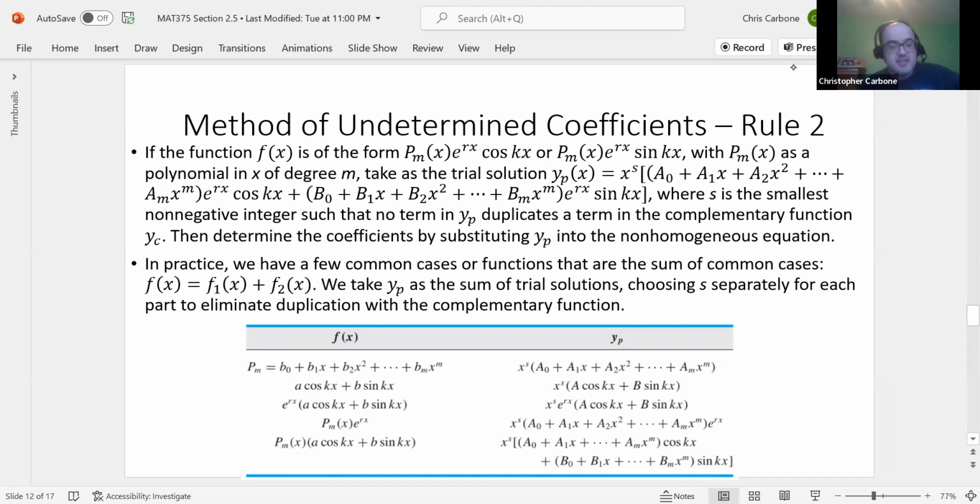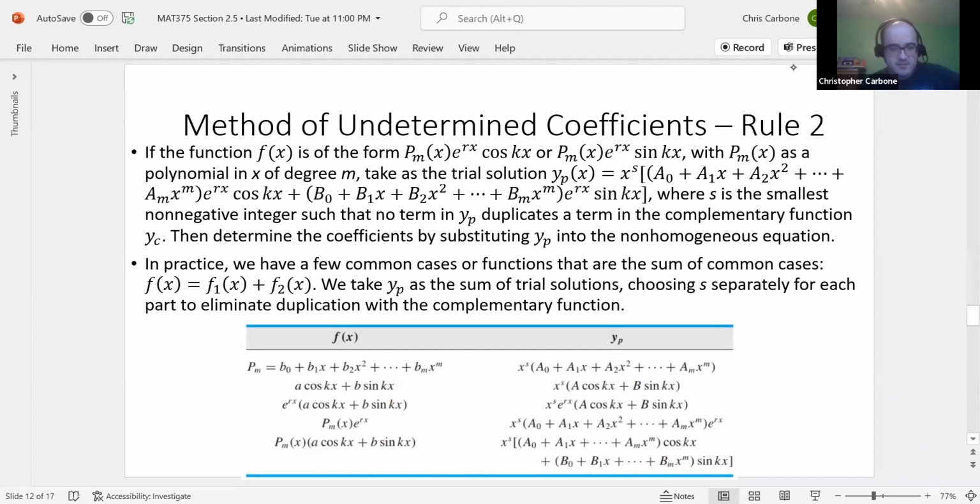If the function is e to the rx times a times the cosine of kx plus b times the sine of kx, the particular solution would include x to the s times e to the rx times a times the cosine of kx plus b times the sine of kx. If the function includes p sub m of x times e to the rx, the particular solution would include x to the s times a sub 0 plus a sub 1 times x plus a sub 2 times x squared, all the way down to a sub m times x to the m times e to the rx.